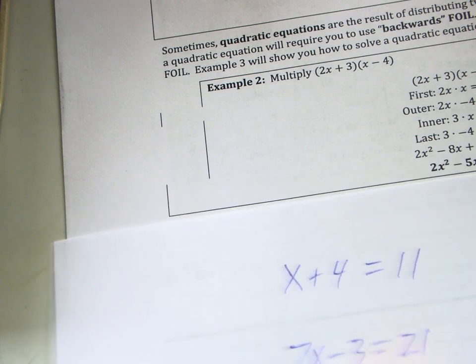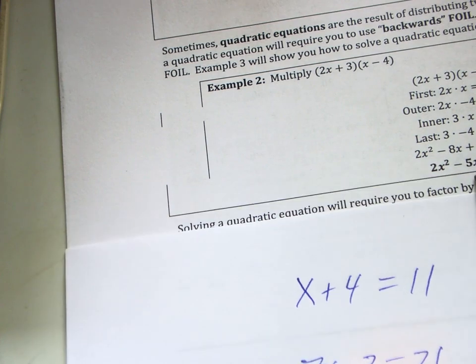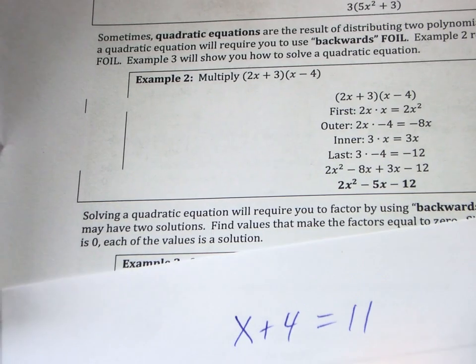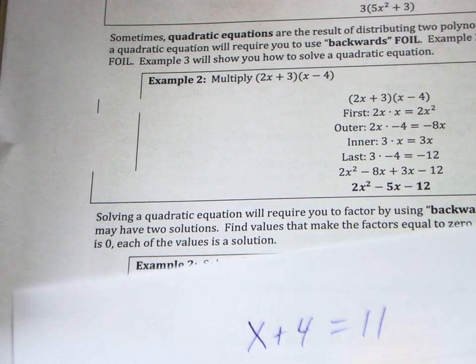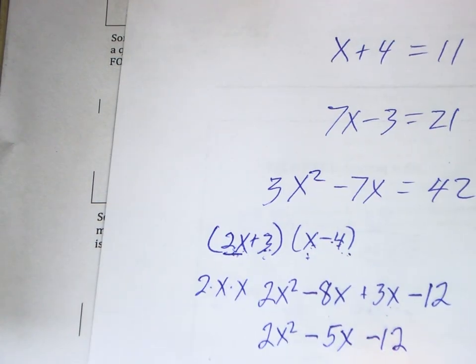Is that what they had? 2x squared minus 5x minus 12. Yep, we get the same answer as them. I don't know if you can see that right there. Same answer. Anyway, now, that's one thing we're going to be doing.